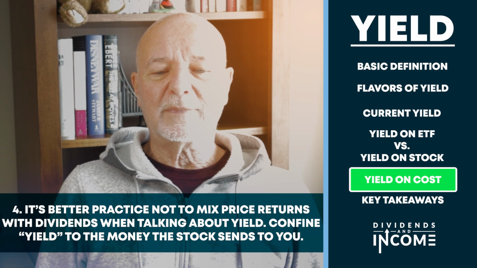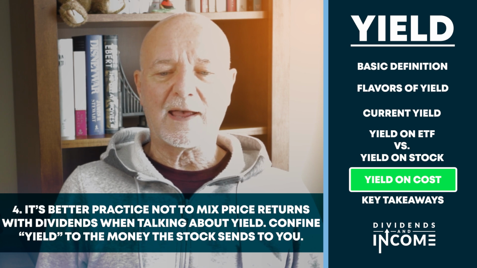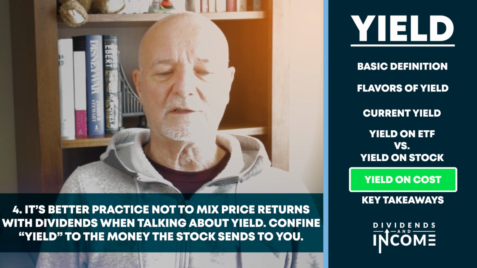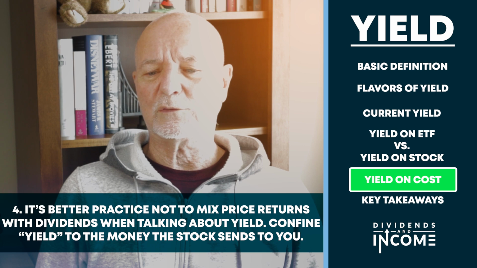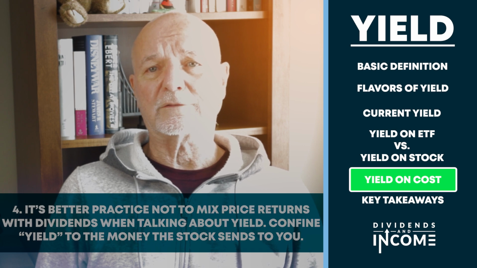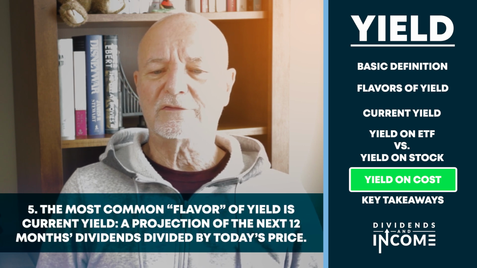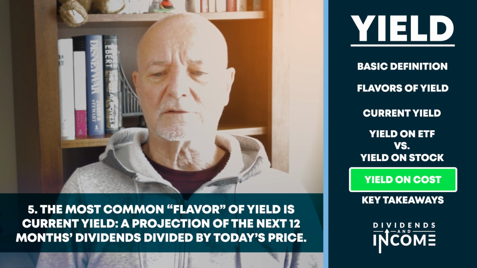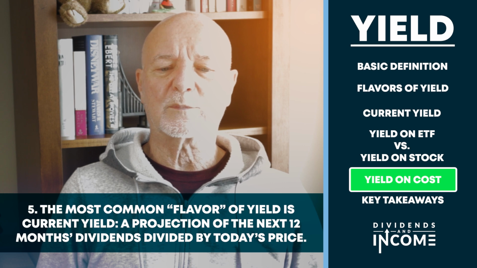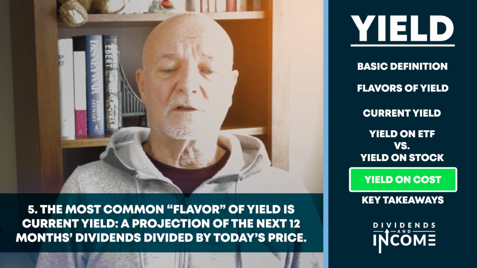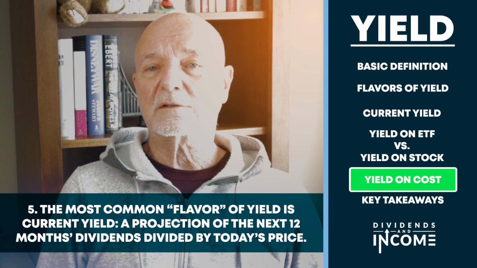Number 4, it's a better practice, in my opinion, not to mix price returns with dividends when you're talking about yield. Confine the word yield to the money that the stock sends to you. Leave price changes out of it. Number 5, the most common flavor of yield is current yield, a projection of the next 12 months' dividends divided by today's price. That, by the way, can be called just plain yield, forward yield, or indicated yield. They all mean the same thing.